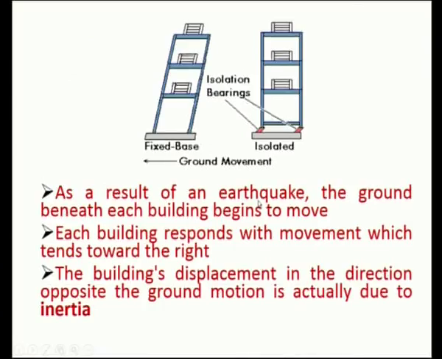As a result of an earthquake, if an earthquake happens, the ground beneath each building begins to move. Each building responds with a movement which tends towards the right. The building's displacement in the direction opposite the ground motion is actually due to inertia. So, with ground motion like this, the building motion will be opposite to the ground motion. What will happen if we keep some polymeric material, an elastomer? The building will move like this and can get back to its original position, whereas if there is no support of such a material, it does not have any flexibility, and it may possibly fall down.